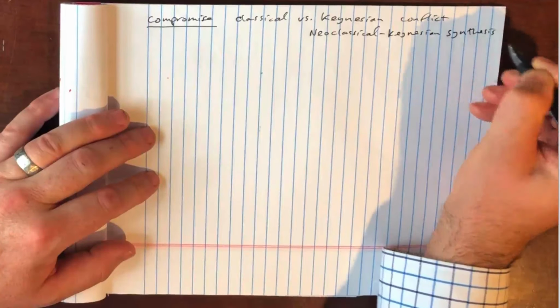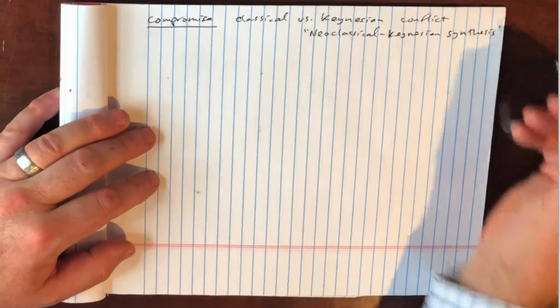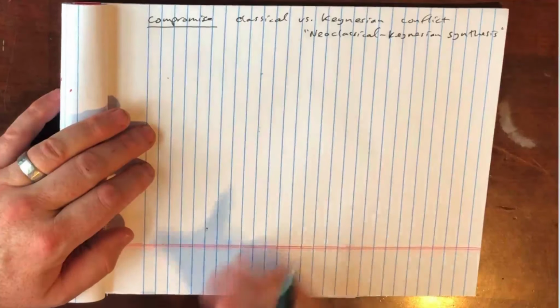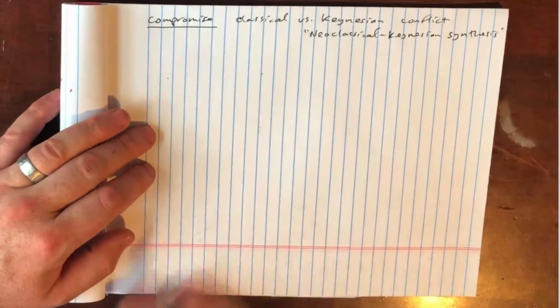Neoclassical-Keynesian synthesis. It's a pretty cool name there, right? Synthesis means bringing together of things. Okay, the new version of this classical argument, neoclassical Keynesian synthesis. And this is what was done to try to bring both sides to the table.